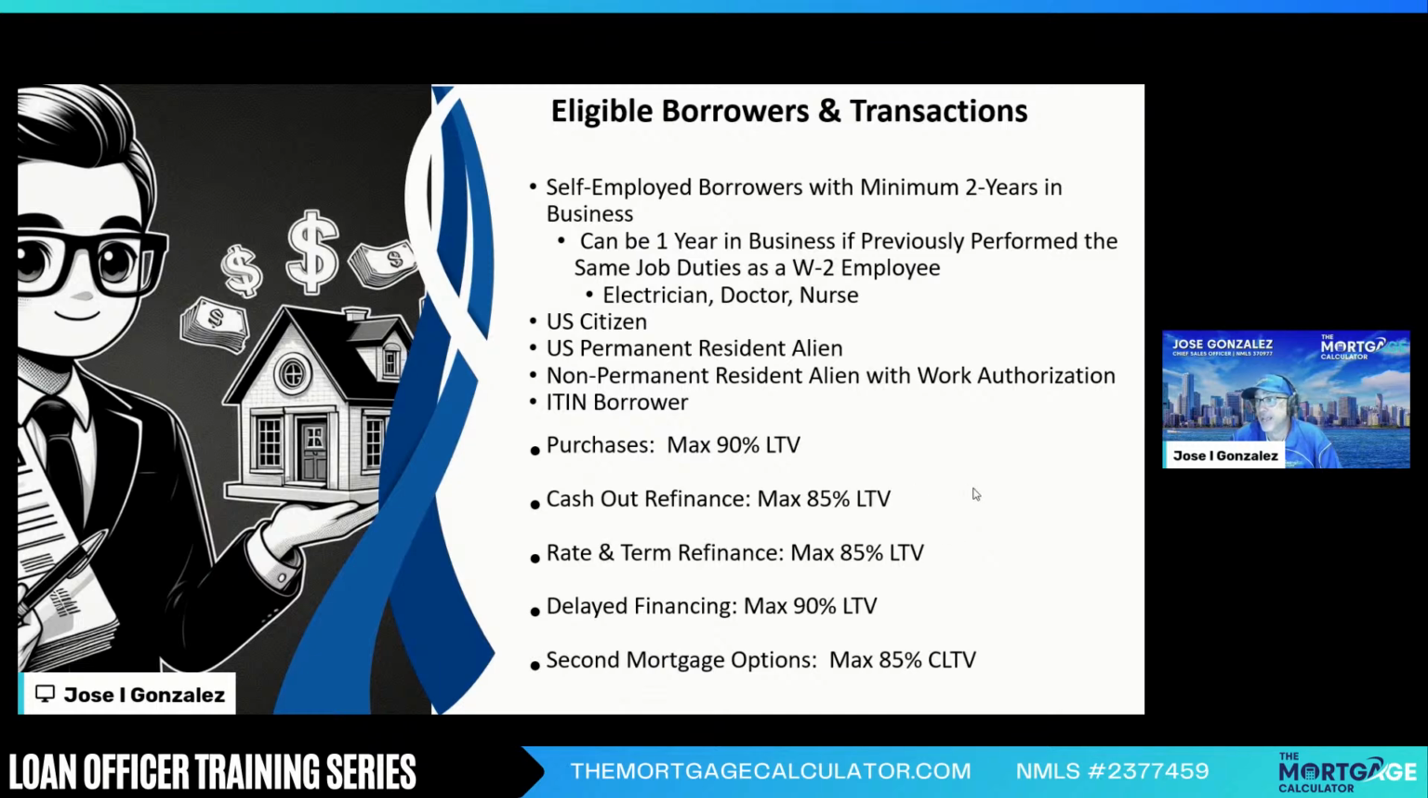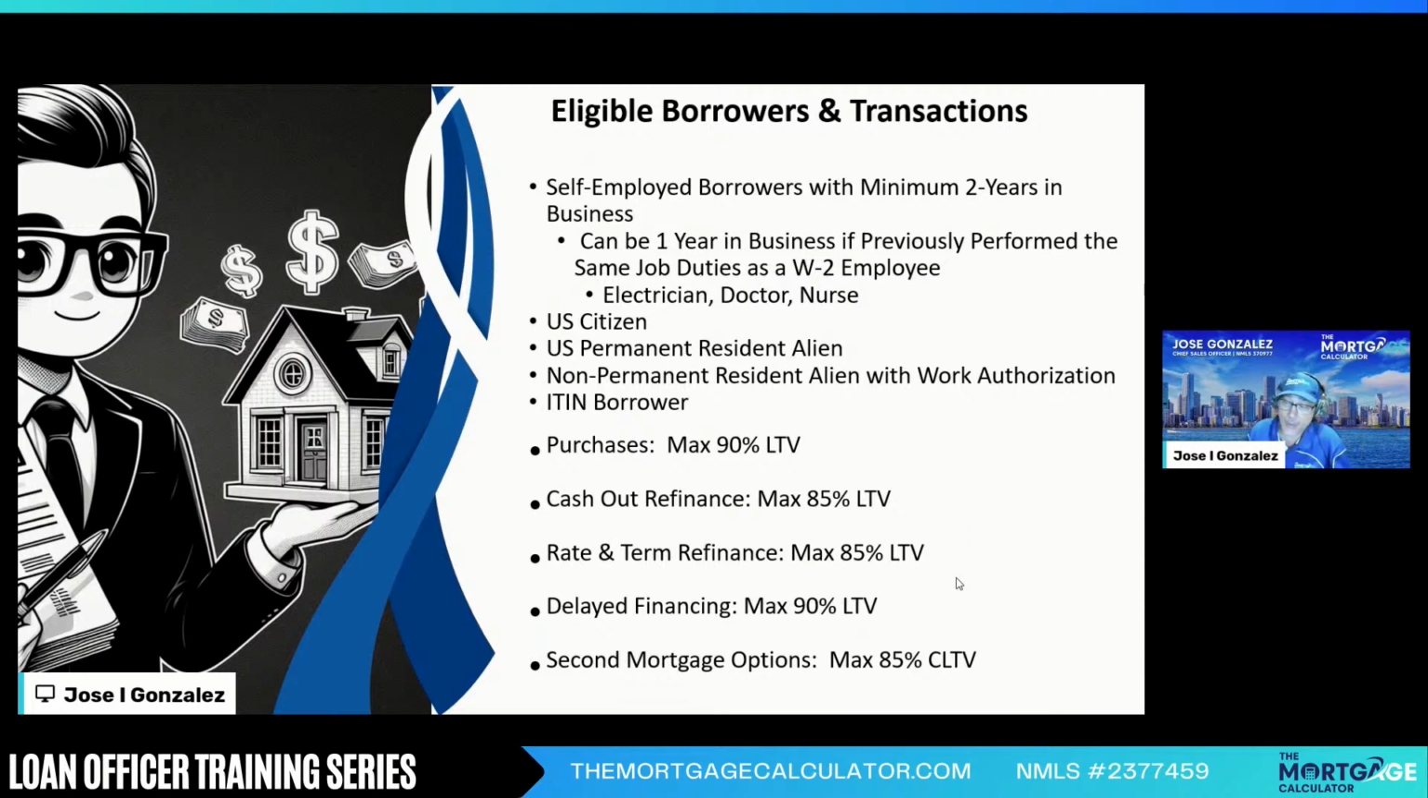Now, purchases max on any bank statement loan is 90% LTV. That would obviously be for a primary. Cash out refinance is going to be max 85%. Again, that would be for a primary. Typically, the investment options are, rule of thumb, 5% lower. Rate and term refinance max 85% LTV.